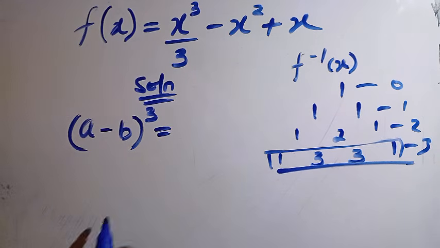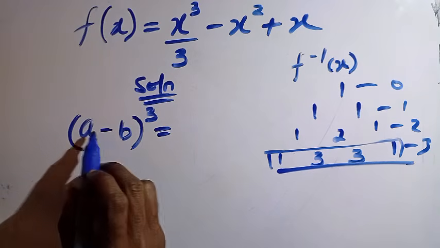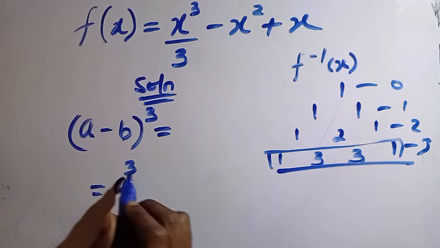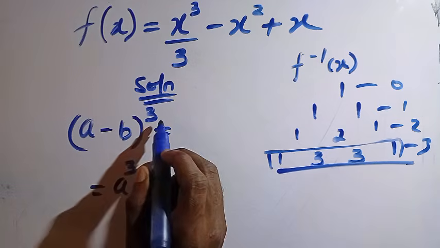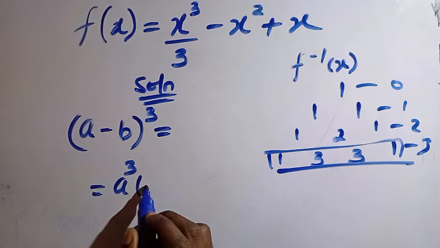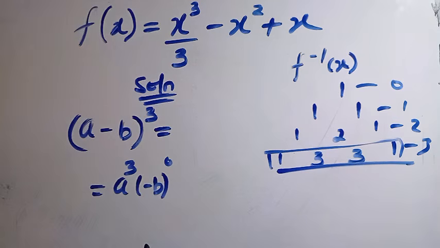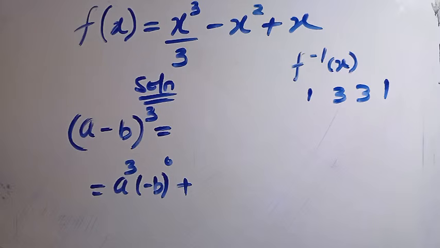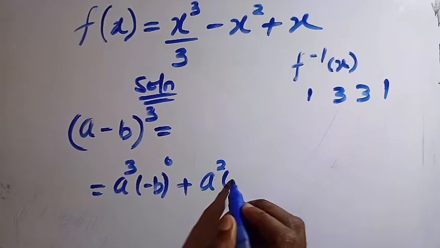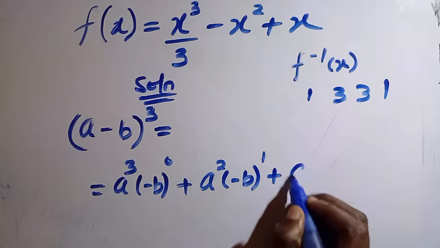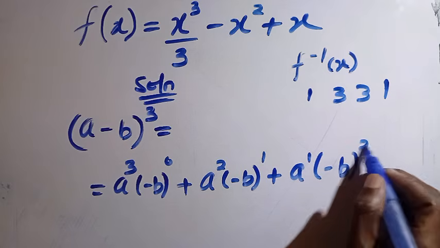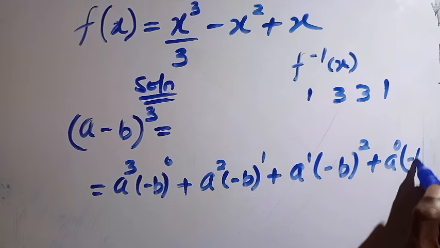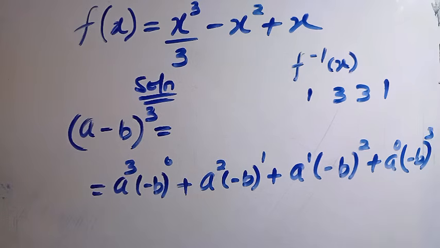It's very simple. So the whole of this gives us, if we take a raised to power of 3, b will be taking power of 0. Don't forget the negative. So this one will be minus b raised to power of 0. And also we have plus, the second one, as 1 3 3 1. The second one takes a power of 2, while b takes power of 1. Plus a takes power of 1 and b takes power of 2. Plus a takes power of 0 and b takes power of 3. So this is where we stop.